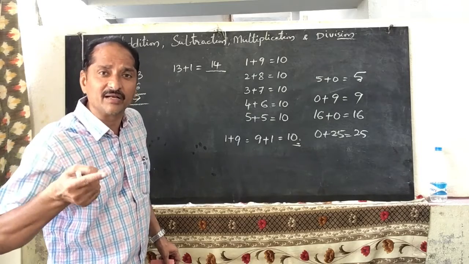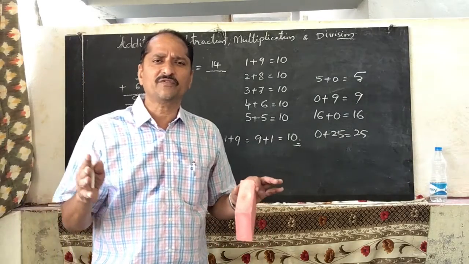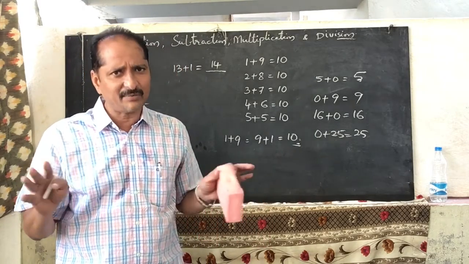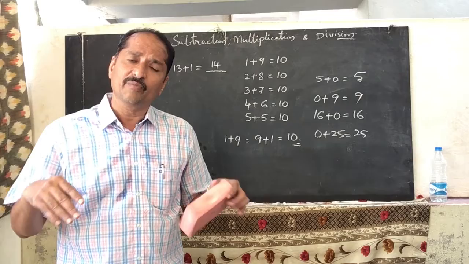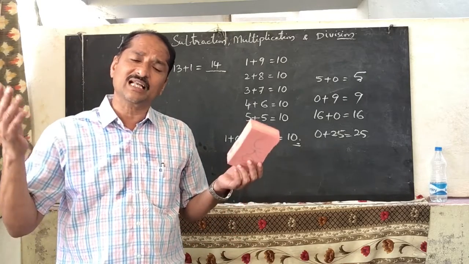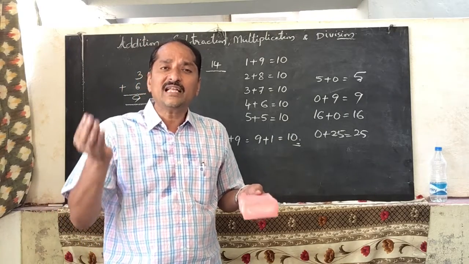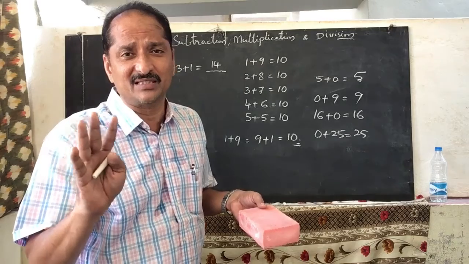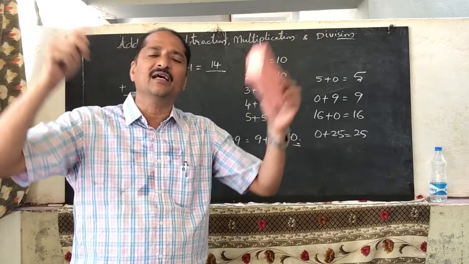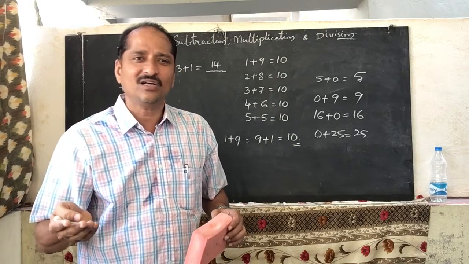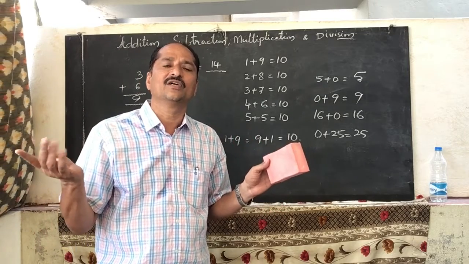Is there any limit for the numbers? There is no limit for the numbers. 1, 2, 3, 4, 5, 6, 7, 8, 9, 10, then 20, 30, 40, 100, 1000, crore, 10 crores, 100 crores, 1000 crores. Like that the numbers go on. So where do the numbers end? There is no limit for the numbers. The numbers extend endlessly. If you add 1 to any big number, you will get the next successor.